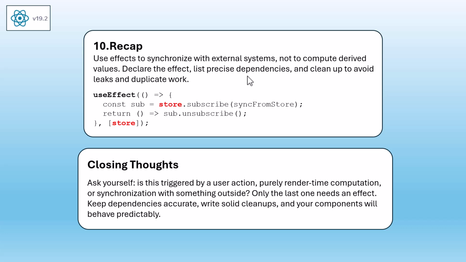11. Closing thoughts. Understanding effects is crucial to building reliable and efficient components, especially when your interface touches APIs, external libraries, or persistent systems. When you apply the three-step discipline, declare, depend, clean up, you make your components predictable and maintainable. And when you remain mindful of the difference between rendering logic, events, and synchronization logic, you avoid many common pitfalls.